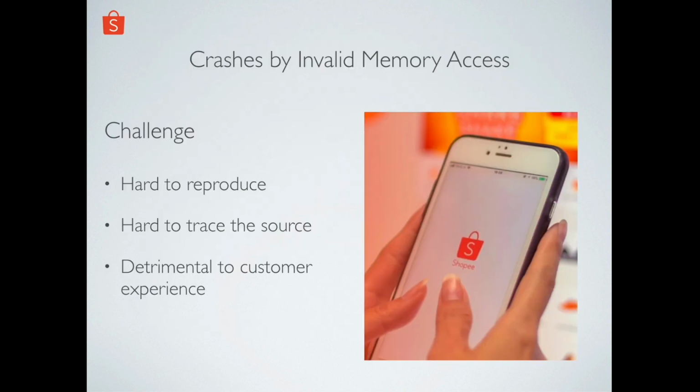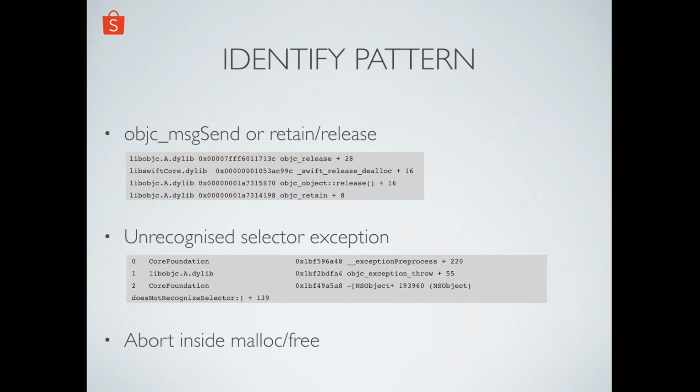One of these challenges is that we've received many memory corruption issues online. These issues are really hard to reproduce, hard to trace to the source, and detrimental to the customer experience. There are some patterns for crashes caused by invalid memory access. One of them is that the Objective-C message send function, or a reference counting or deallocation function, appears at the top of the backtrace. And usually they are caused by memory errors.